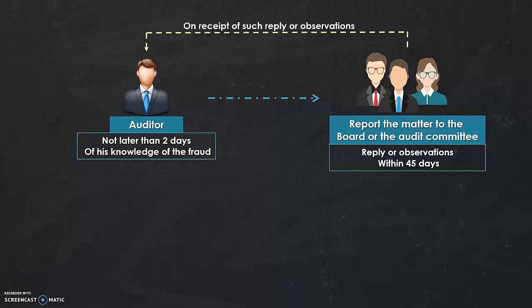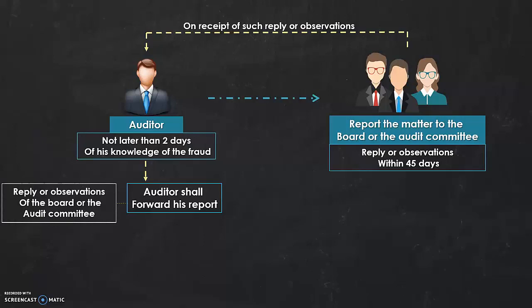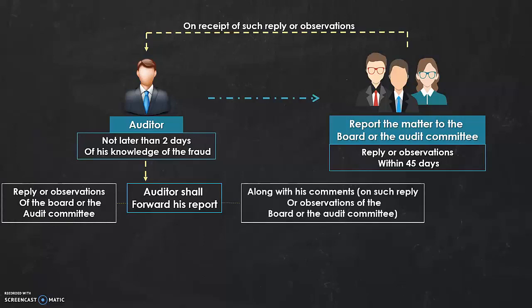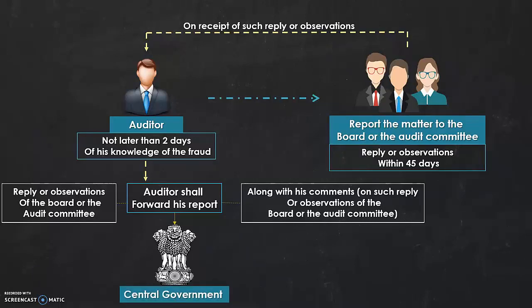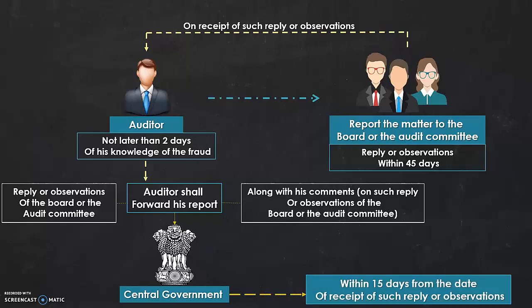So, when auditor receives that reply or observation, what auditor should do? He should forward his report taking into consideration the reply or observations of the board or audit committee, and for those reply or observations, he should also give his comments, that is comments on that reply or observations. And to whom auditor should submit? Already we said auditor should submit to central government. And when he should submit, within 15 days from the date of receipt of that reply or observations.